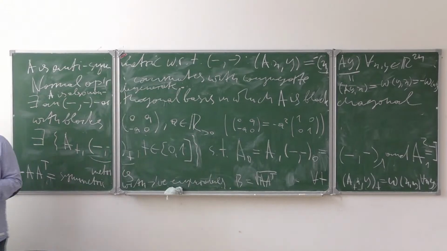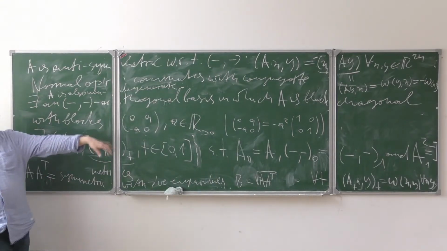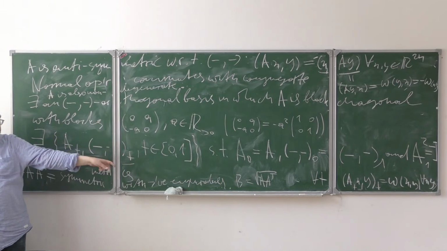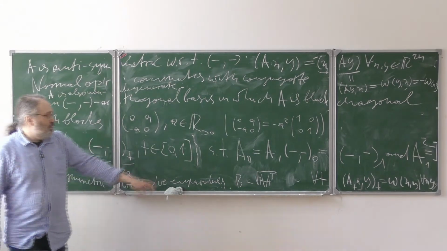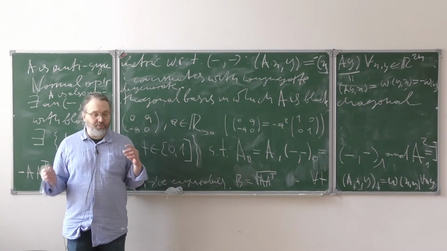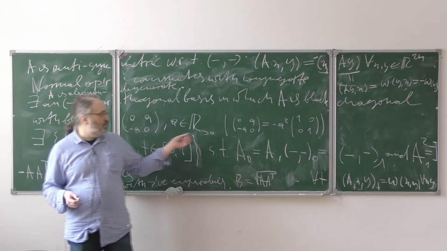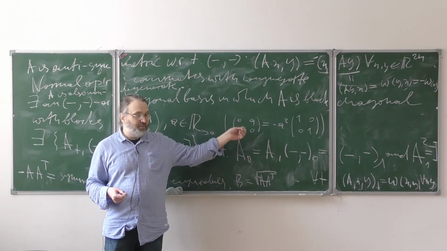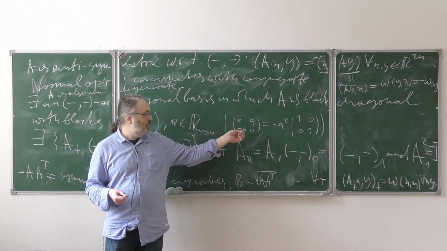Anyway, well, I haven't written all the details, but I think starting from this, the rest should be just a straightforward check using the diagonal form of A.